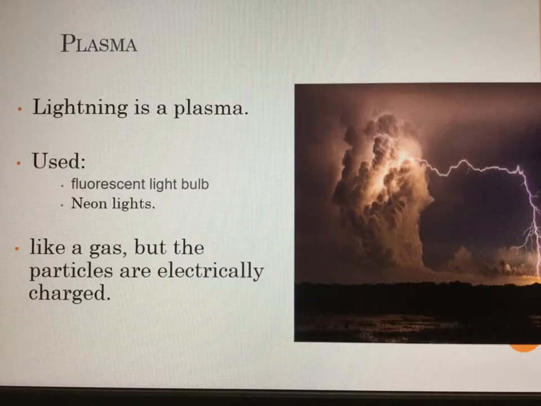Now, mostly here in chemistry, we're going to be dealing with solids, liquids, and gases. However, you also have plasma. It can be found in fluorescent light bulbs, neon lights. It's like a gas, but the particles are electrically charged.